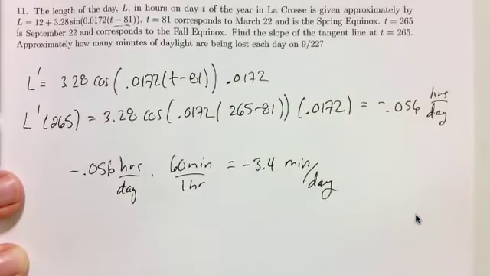So at this time of year, we're losing more than 3 minutes of daylight each day, or around the fall equinox.